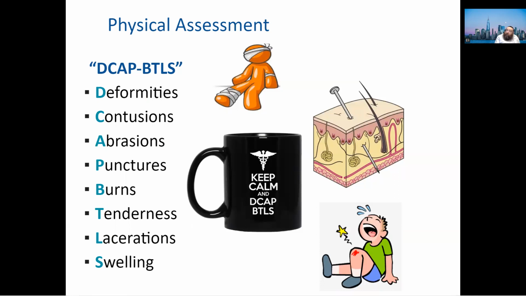If you look, D, deformities, that's where one arm or leg doesn't look like their other one. Contusions, hopefully we remember those are bruises. Abrasions, like the kid at the bottom, it's a scrape. Punctures would be that needle going through the skin. Burns, obvious. Tenderness means when you touch it, it hurts them. Lacerations are cuts. And swelling is swelling.